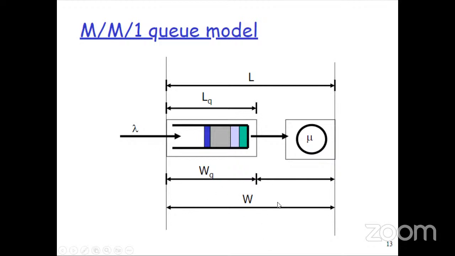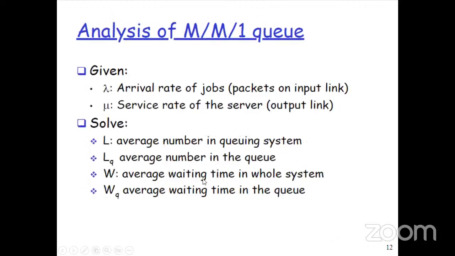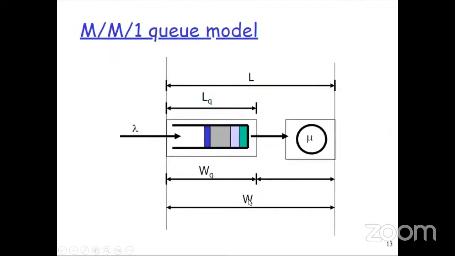W, the whole system waiting time, that is average waiting time in the whole system. WQ is average waiting time in the queue particular. WQ is only the waiting time in this queue. W means whole system total waiting time after completing the service and getting out of it. That is the total W. W is different. WQ, to get the service, is different. L is different. LQ is different. You can see the difference.